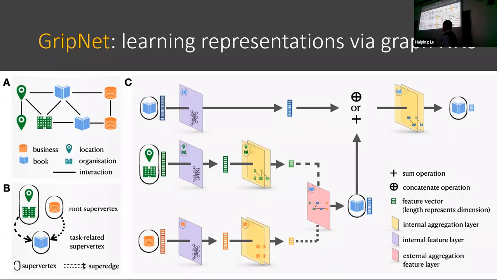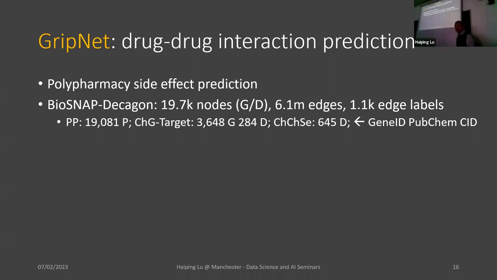That is how we use super vertices and super edges to learn the models from different data sources. And we have applied this to drug-drug interaction prediction. Here we apply it to polypharmacy side effect prediction. That is when you take multiple medicines. These people may take multiple drugs, and you may have side effects. So here, the task is to predict, if you take drug A and B, what kind of side effects you are going to have.